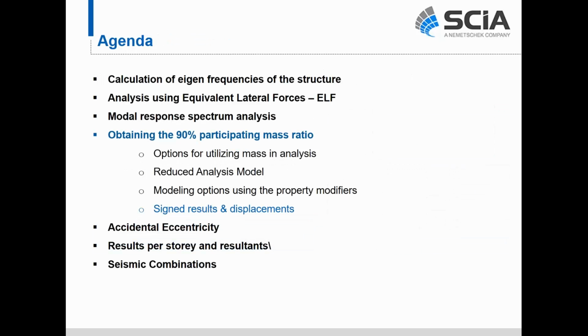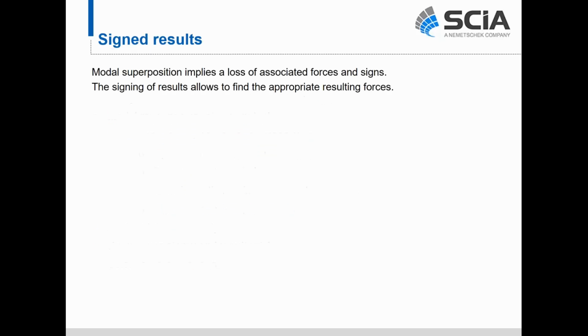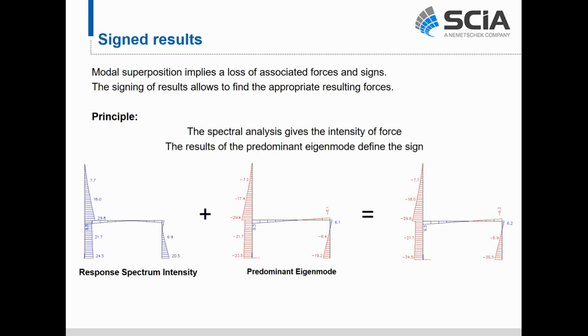The last tip or trick in obtaining 90% mass participation ratio in SCIA is with sign results and sign displacements. Modal superposition implies a loss of associated forces and signs. So the signing of these results allows us to find those appropriate resulting forces. Essentially, we get an intensity of the force from the spectral analysis, right? So we have this force intensity.